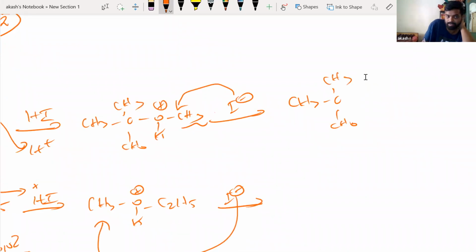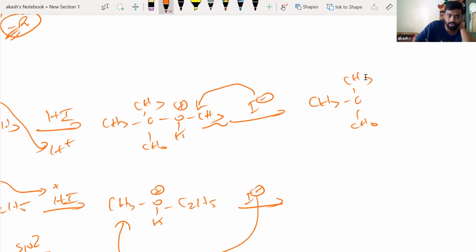No, I think one of them will be iodide. Okay, in this case, I'm so sorry, in this case it is going to be the bigger one, because whenever you have at least one of them to be tertiary, SN1 dominates. Now you see one of them is tertiary here, so a tertiary carbocation can be easily formed. So I minus will come and attack here only.